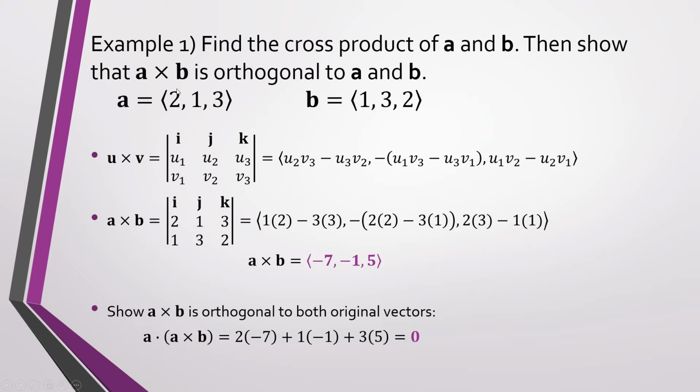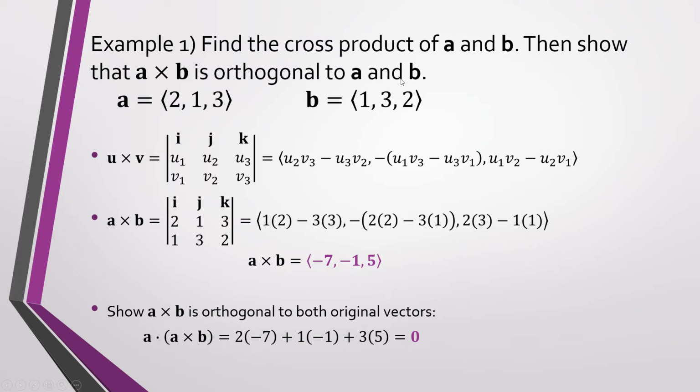So 2 times negative 7 plus 1 times negative 1 plus 3 times 5. 2 times negative 7 is negative 14. 1 times negative 1 is negative 1. 3 times 5 is 15. Negative 14 minus 1 plus 15 is 0. So our cross product is orthogonal to vector A.